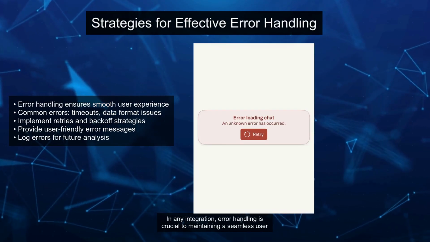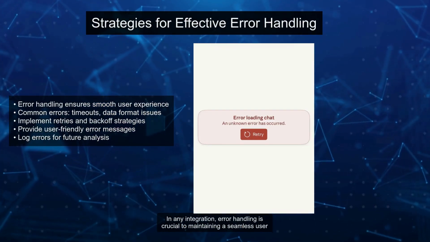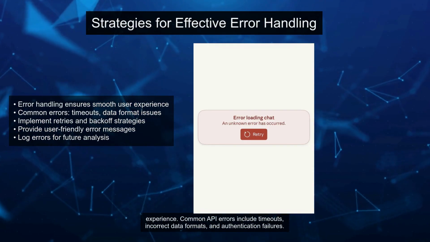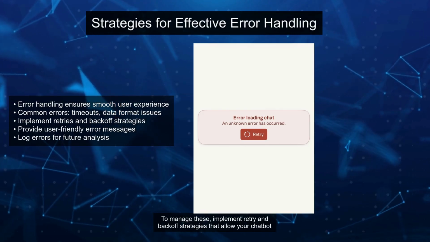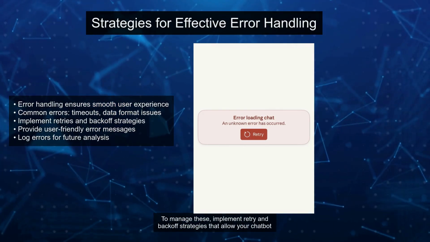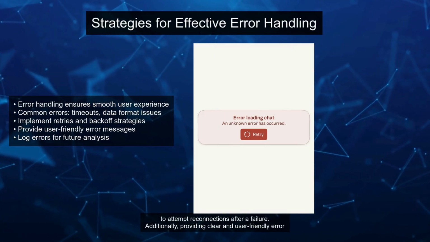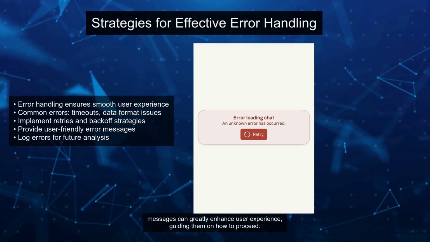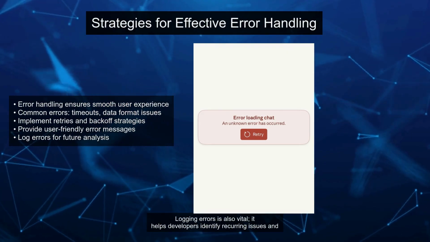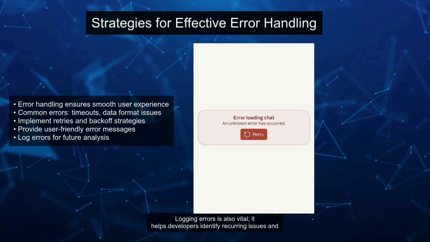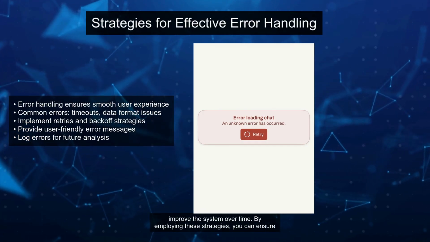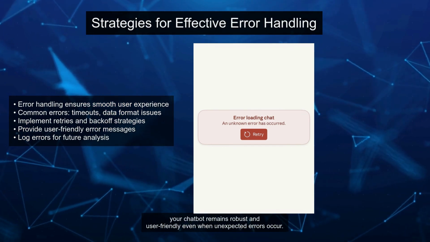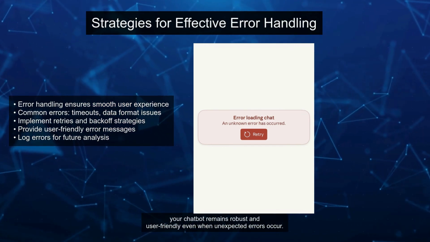In any integration, error handling is crucial to maintaining a seamless user experience. Common API errors include timeouts, incorrect data formats, and authentication failures. To manage these, implement retry and backoff strategies that allow your chatbot to attempt reconnections after a failure. Additionally, providing clear and user-friendly error messages can greatly enhance user experience, guiding them on how to proceed. Logging errors is also vital. It helps developers identify recurring issues and improve the system over time. By employing these strategies, you can ensure your chatbot remains robust and user-friendly even when unexpected errors occur.